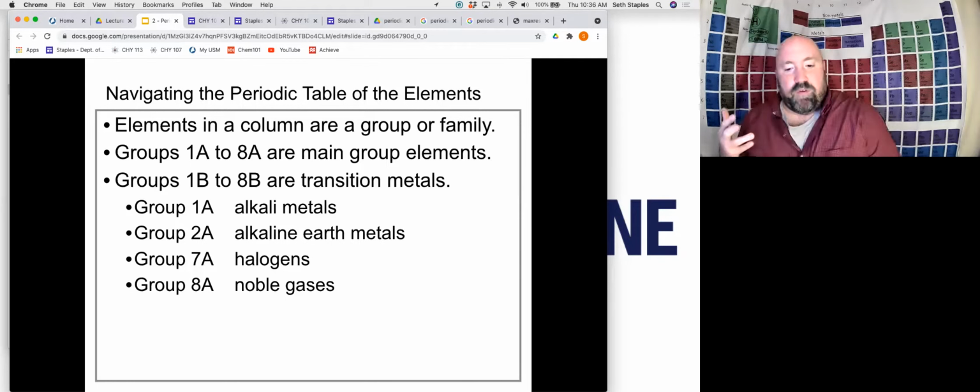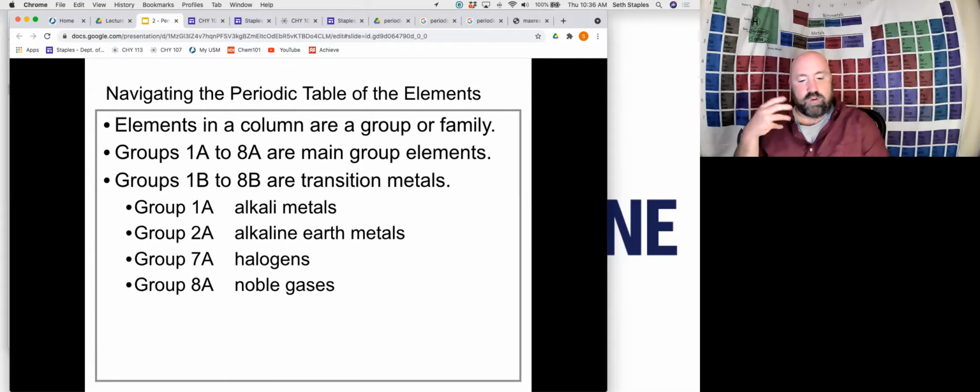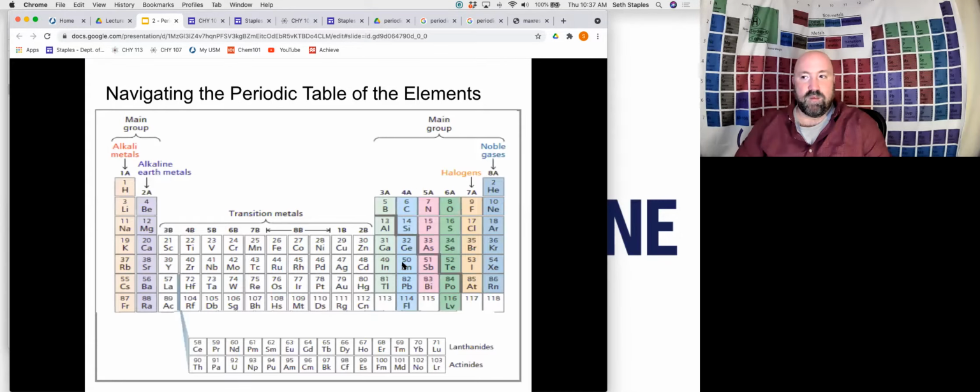Having those names just gives us an easy way to talk about some of the different properties. Alkali metals are all going to behave fairly similarly, both physically and chemically. Being able to refer to them as a family name like that, as a group name like that, makes it convenient for us to talk about some of those properties. This just gives a depiction of what I was just talking about. So our alkali metals, our alkaline earth metals, our halogens, our noble gases, we have our main group elements, and we have our transition metals. We also have the lanthanides and the actinides down here. We're not going to really work with them in this course.